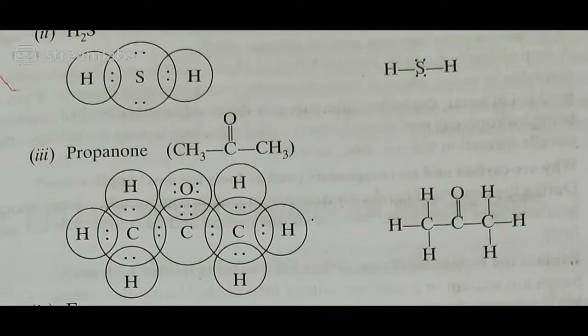Now hydrogen sulfide, sulfur has 6 electrons in the outermost orbit, and it requires 2 electrons, so it shares 1 electron each with the hydrogen, so that it shares 2 electrons with 2 hydrogen atoms.